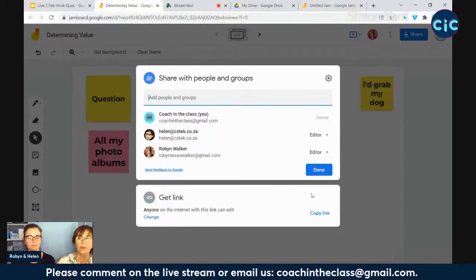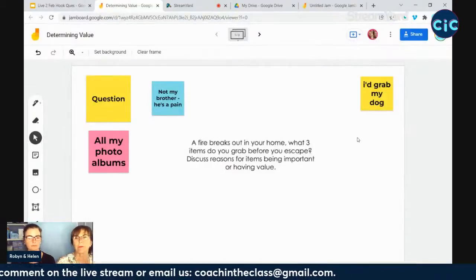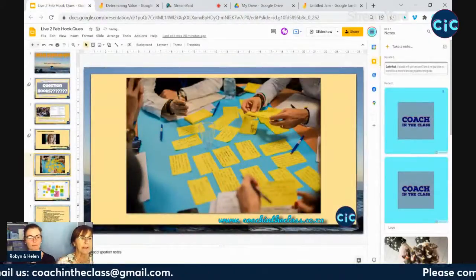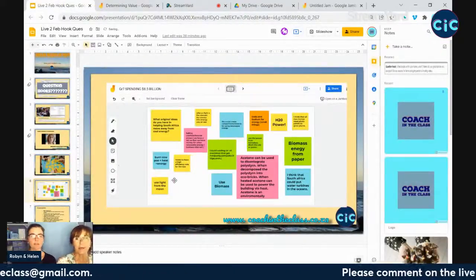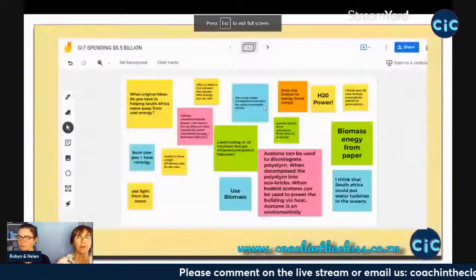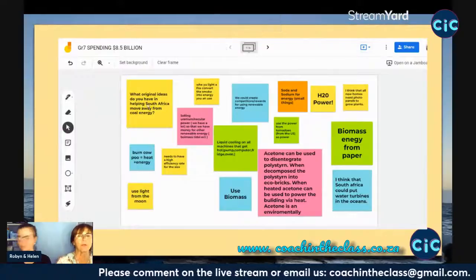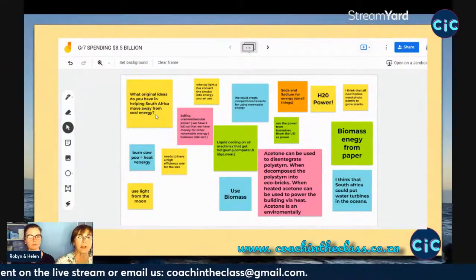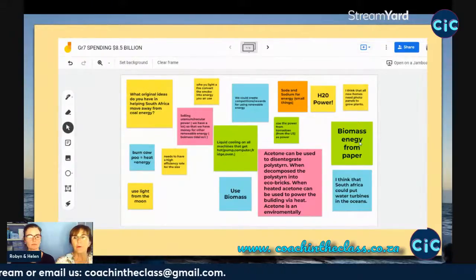And notice that they're all going to be editors, because we want them to contribute. So to show you an example of something that I did yesterday, hot off the press, was the question, as you know, I always put in the top corner: What original ideas do you have in helping South Africa move away from coal energy? And so these were all of their answers.